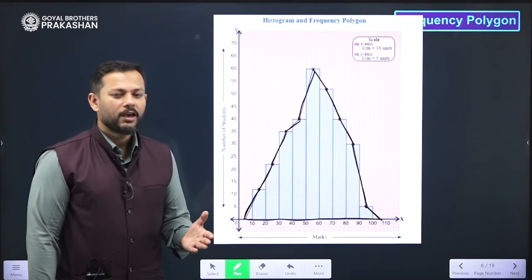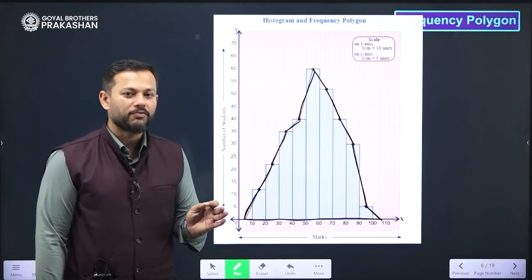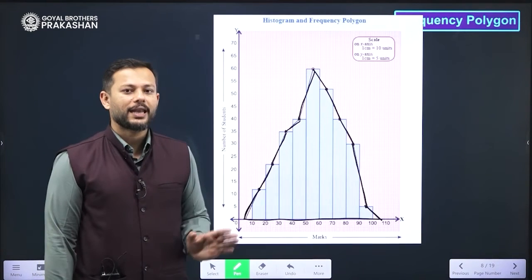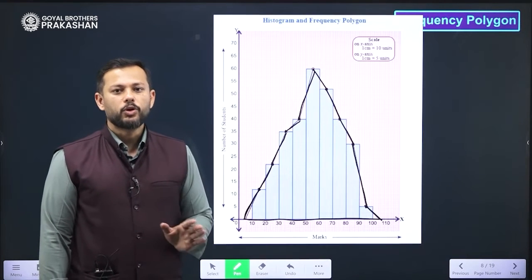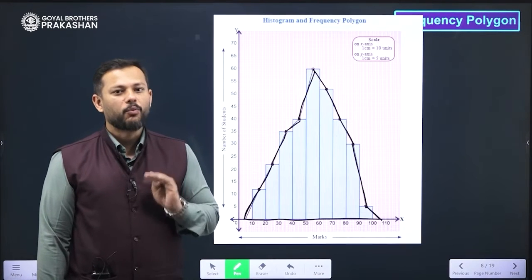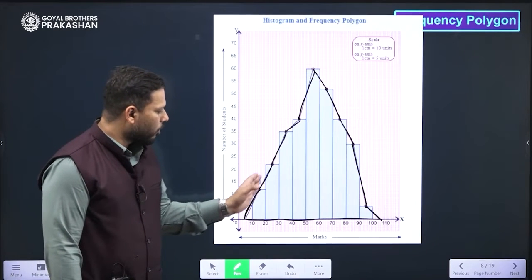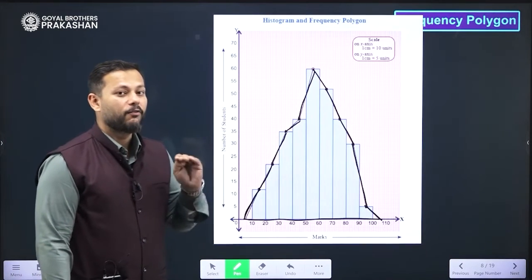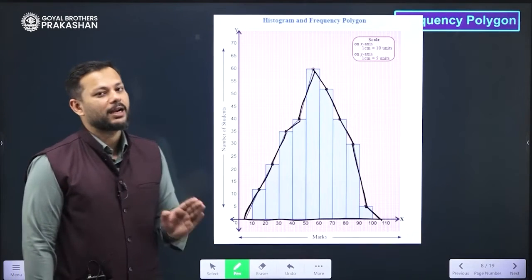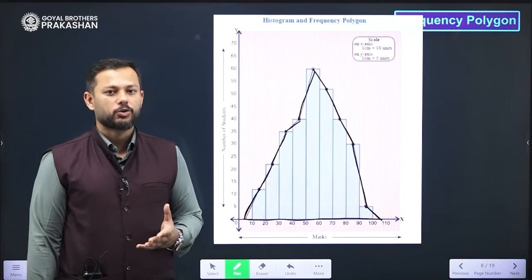There is one more way where we need not make any histogram. We can directly take the midpoints of the class intervals, that is the class size, and we locate them on the coordinate axis. How can we locate a point? We know that whenever we need to locate a point, we need to have two coordinates, x coordinate and y coordinate. So the x coordinate is going to be the midpoint of each class interval, and the y coordinate for that point will be the frequency represented by that class interval. So this is how a frequency polygon is made without making a histogram.